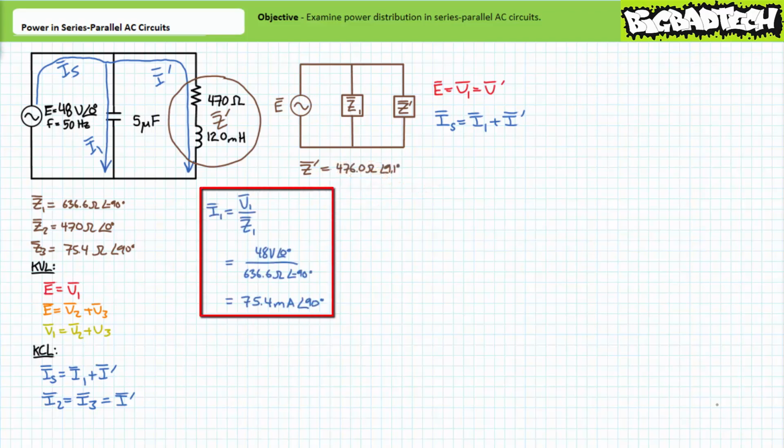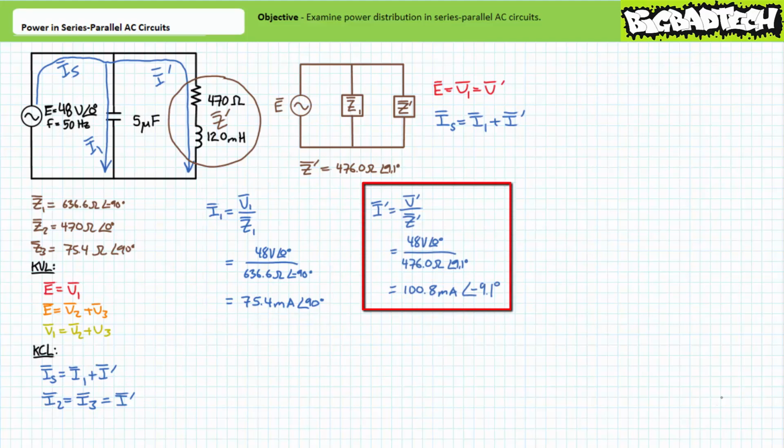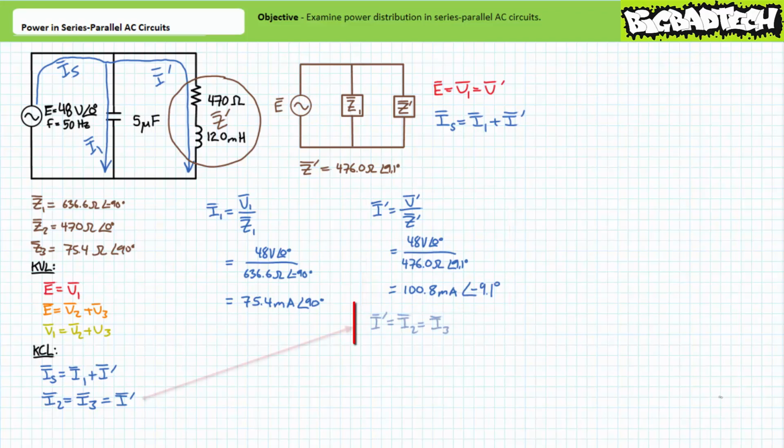Ohm's law suggests that the current through impedance Z1 equals 75.4 milliamperes at an angle of positive 90 degrees. A second application of Ohm's law suggests that current through impedance Z single prime equals 100.8 milliamperes at an angle of negative 9.1 degrees. Given impedance Z single prime is the series combination of Z2 and Z3, it can be said current through element Z2 and Z3 is also 100.8 milliamperes at an angle of negative 9.1 degrees.